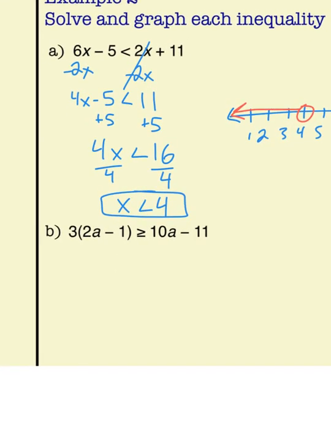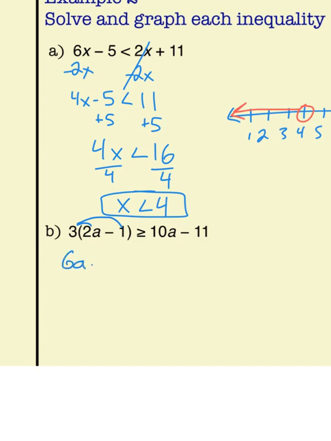All right, part B. I have 3 times (2a minus 1) is greater than or equal to 10a minus 11. I see a number outside of parentheses. Instinct says we distribute that first. So 3 times 2a is 6a.